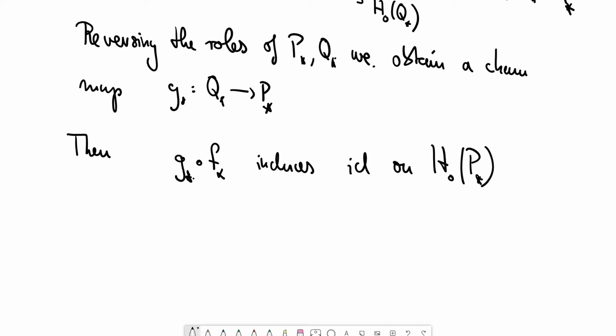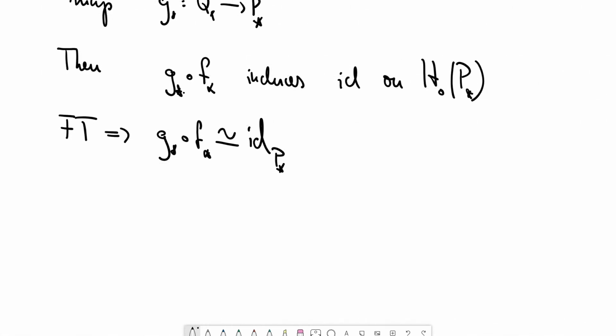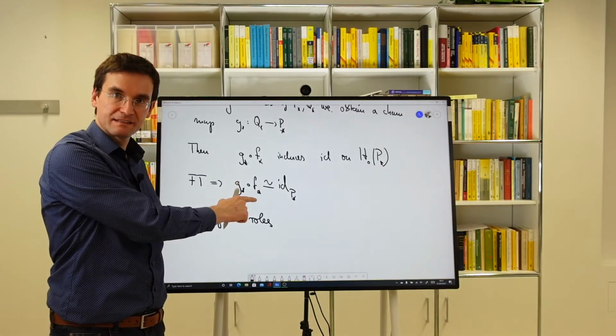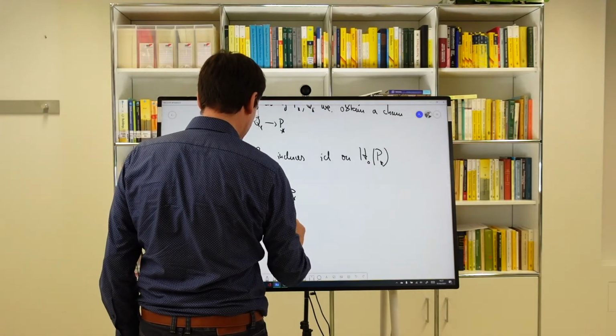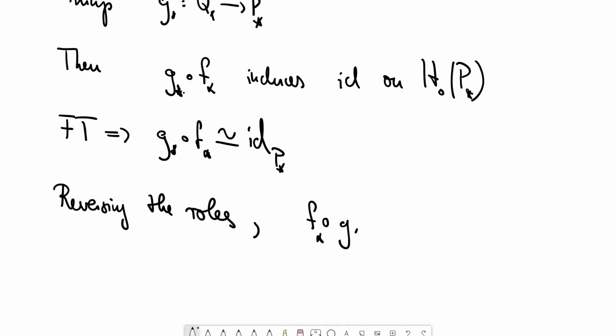Now this induces the identity, and by the fundamental theorem, this means that this has to be chain homotopic to the identity, because the identity also induces on H0 the identity. And again, reversing the roles, if you want, this is the injectivity part of the second statement in the fundamental theorem. And reversing the roles, we get also that this is homotopic to the identity now on Q star.